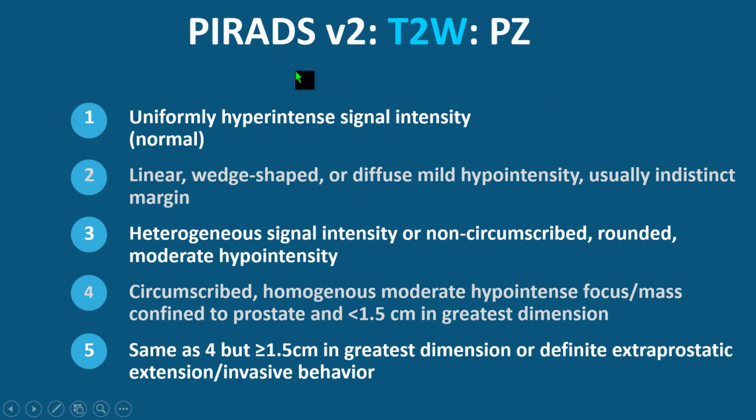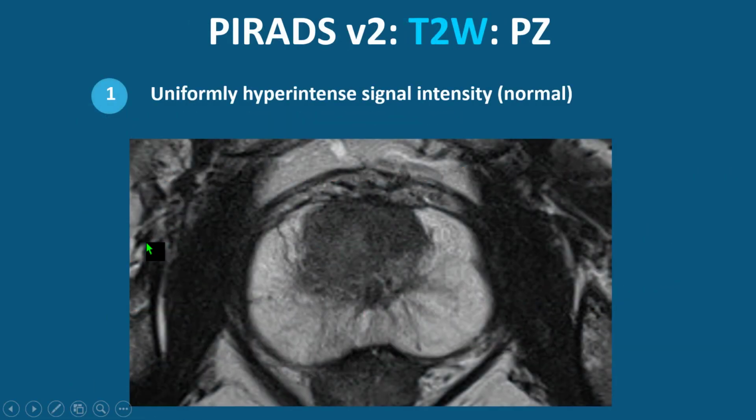So this is all in the publication in European Urology. You can download it for free, it's open access. This is the scoring of the peripheral zone on T2 weighted imaging. And you can see that if you have a circumscribed, homogeneous, moderately hypointense focus or mass confined to the prostate, which does not exceed 1.5 centimeters in its greatest dimension, it's a 4. And I will show you a few examples.